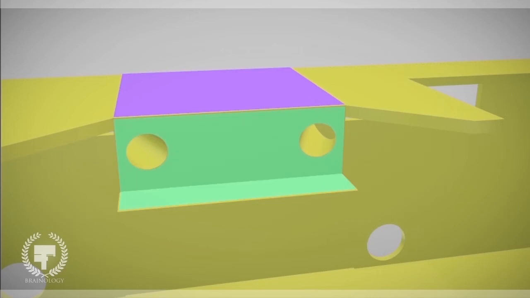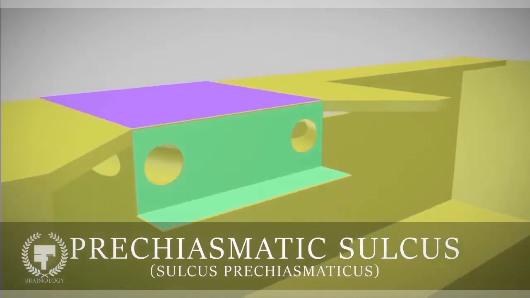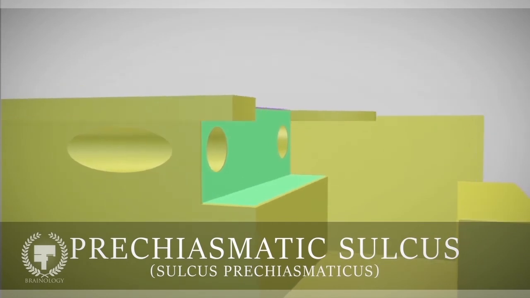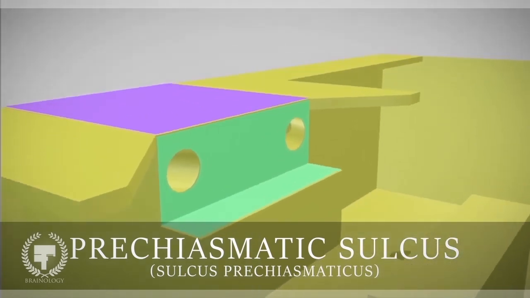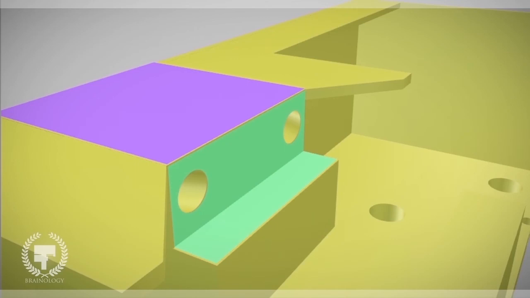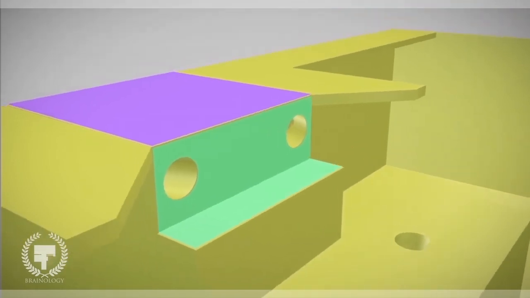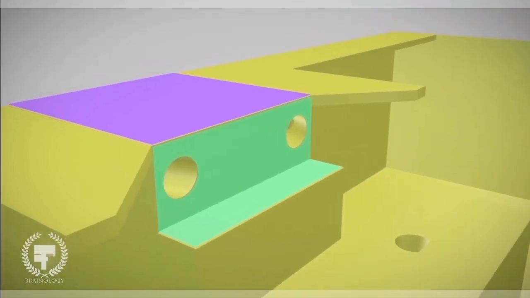This segment is called the pre-chiasmatic sulcus. The name is derived from the fact that the chiasma, the crossing of the optic nerve, is sitting just before and on top of the pre-chiasmatic sulcus. Hence the name pre-chiasma. Prefix pre means before.